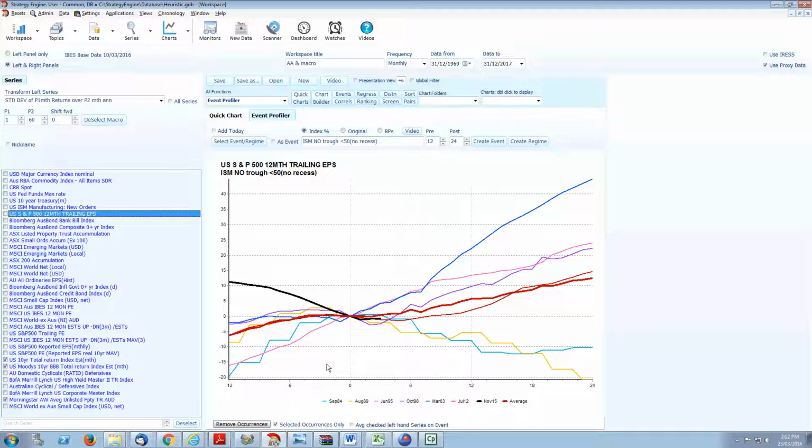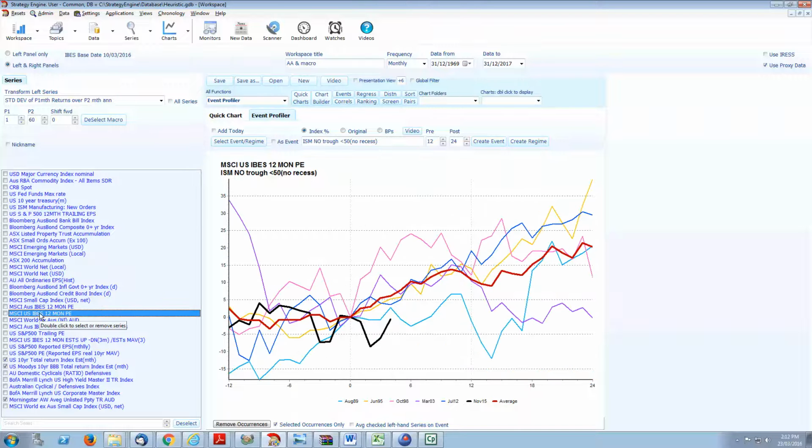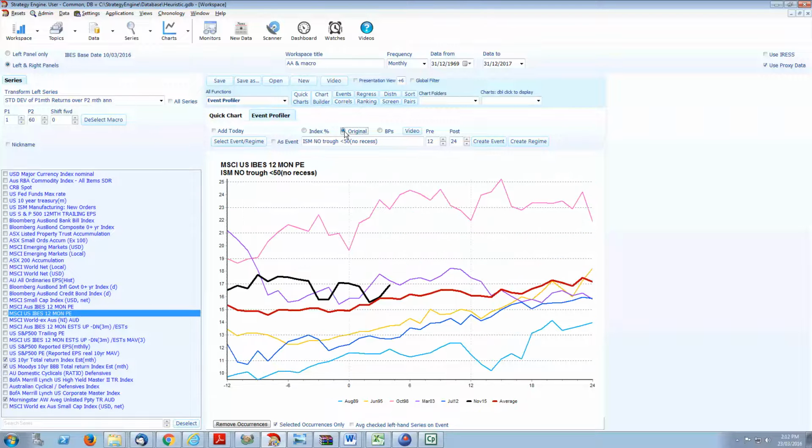And finally, if we look at the actual valuations on, say, US equities, if we look at that in original terms, you can see here the current situation, November 15, PE up around about 17 times. It's only been higher at the starting point, if you like, only been higher in the 98 episode, where it went from 20 to as high as we know, 25 times about 1.5 to 2 years later. So the market is slightly more expensive this time around than the average when ISM's trough sub 50.